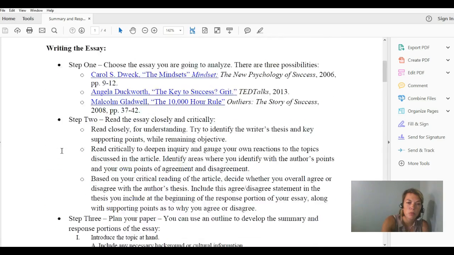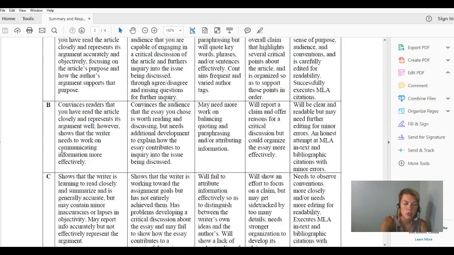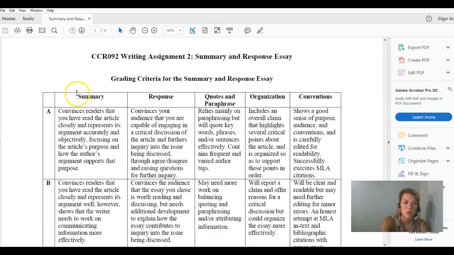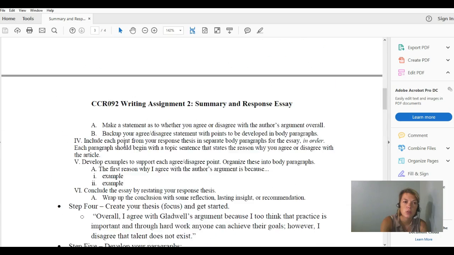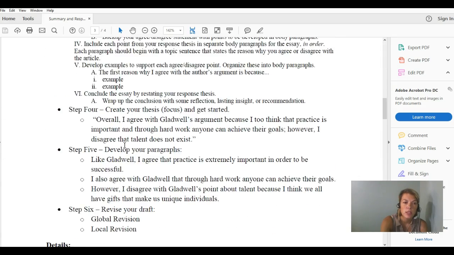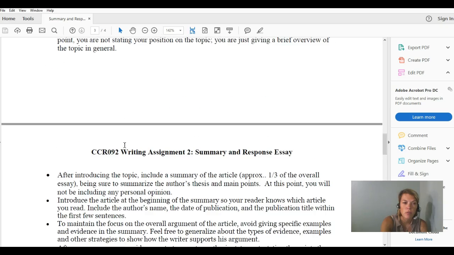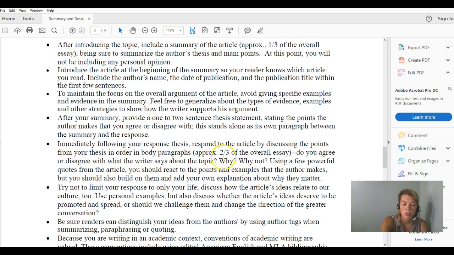So I'm just going to pull up the rubric quickly and show you again what I was grading you on. So of course you have your summary and you have your response. Those are the two primary components of the essay, and for further detail you can of course look up higher on the assignment sheet and you'll see that the summary should be about a third of the overall essay. That's here in the strategies, and the response should be about 2/3 of the overall essay.